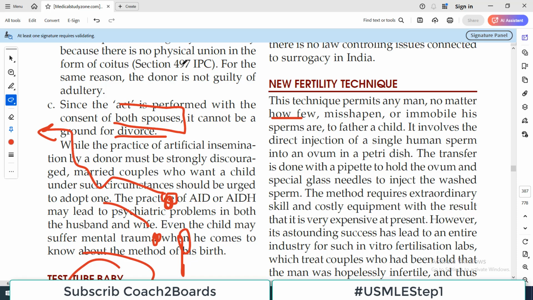Now, wow, that's good. If the male's sperm count is very low and the shape is very poor, still the person with the help of technology can give birth to a child. So the sterile father of the old days can now father a child, right? It involves a direct injection of a single human sperm into the ovum.